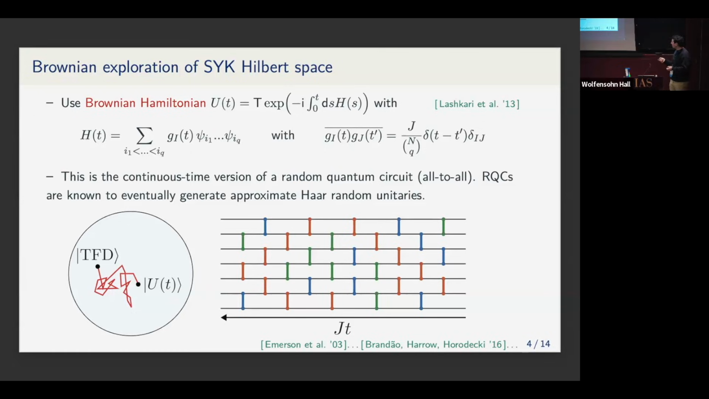And heuristically, if we apply this class of Hamiltonian to the thermal field double, it will generate some Brownian motion in Hilbert space, and this will, in principle, eventually let us explore Hilbert space densely and reach typical states. Okay. Another reason to believe that this is true for this class of Hamiltonians is that for random quantum circuits, this is known. Random quantum circuits are known to eventually generate approximate high random unitaries.